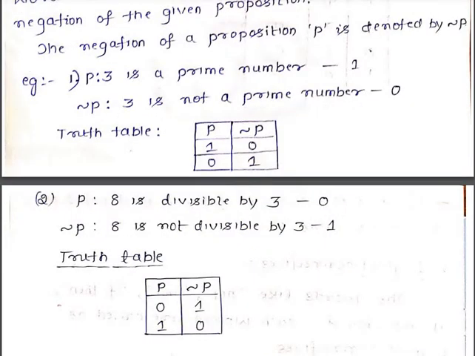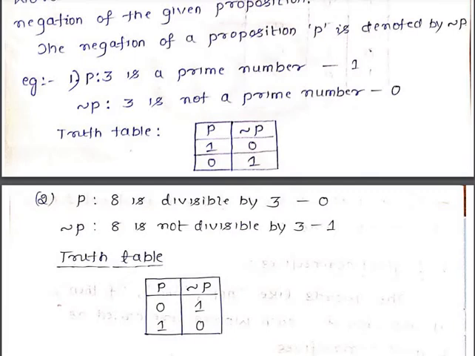Second example, P: 8 is divisible by 3. This is a proposition denoted by small letter p. And what will be the negation of p? If p is 8 is divisible by 3, negation of p will be 8 is not divisible by 3. For the given statement, we are inserting not. That's it. So now let us check the truth value of this proposition.